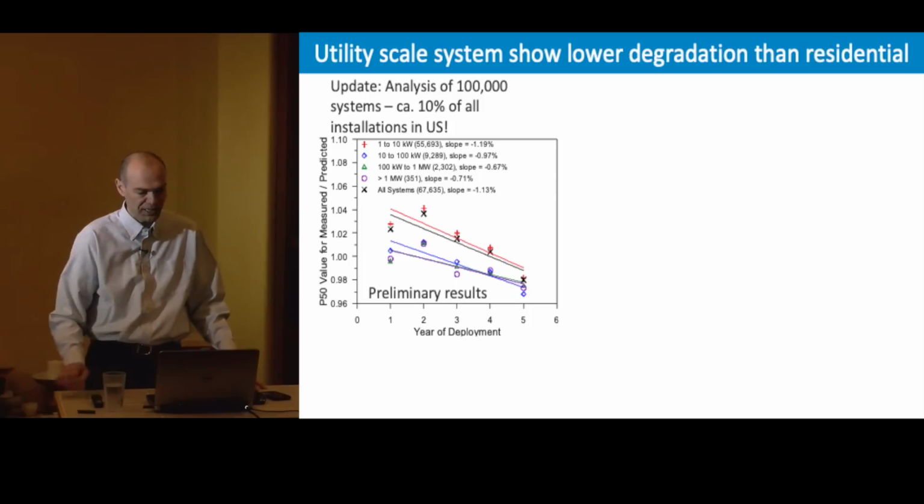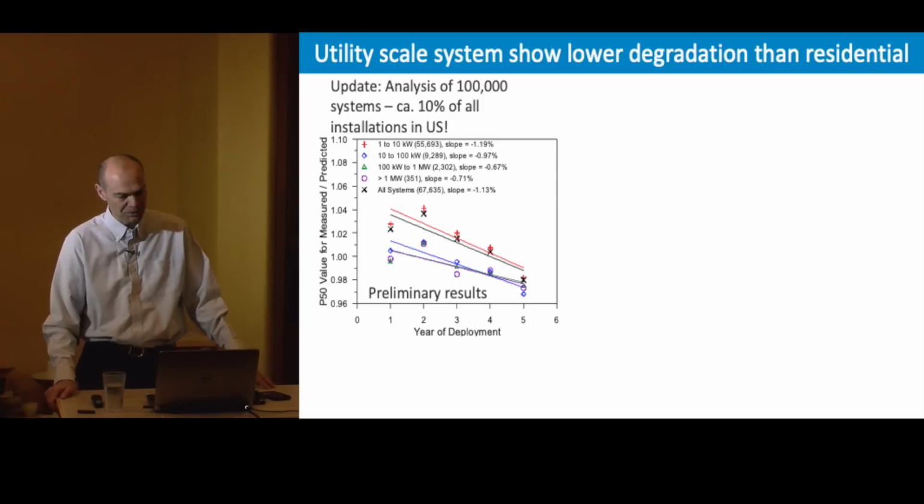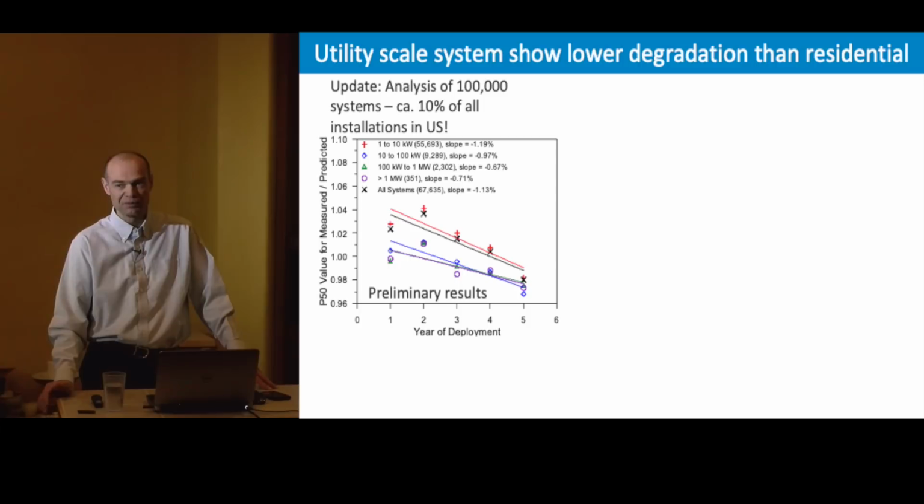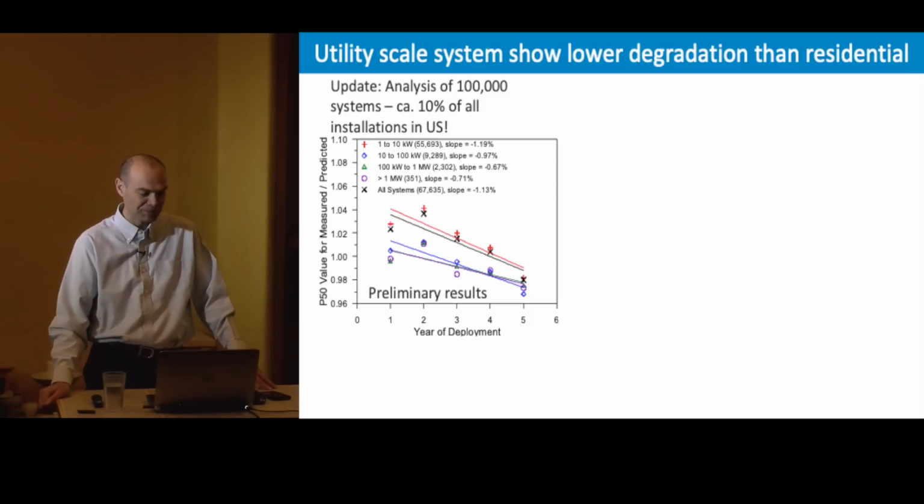And we currently have an update of this. So we have now 100,000 systems in this data set, which totals up to about 10% of all the systems installed in the US. It's quite a large number.